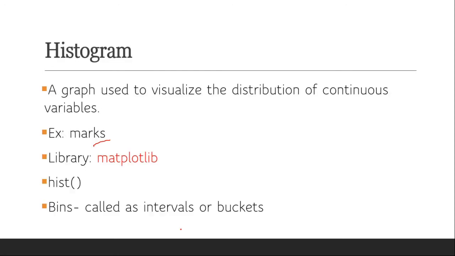Histograms are used to visualize the distribution of continuous variables, for example, marks. You can't use a histogram for a categorical variable. For example, for gender, we can't use a histogram.